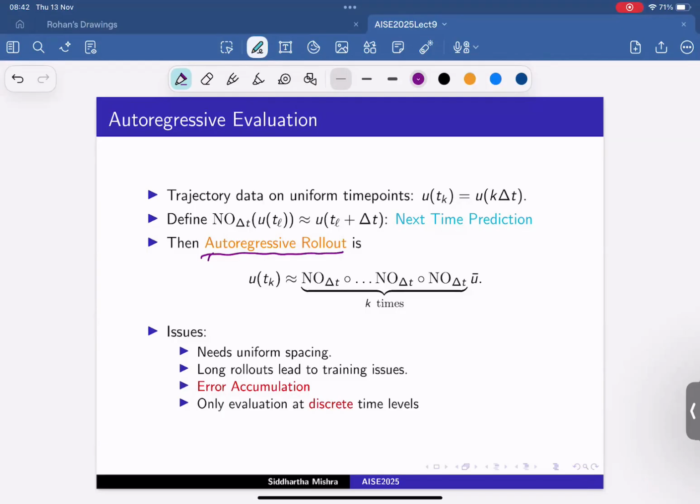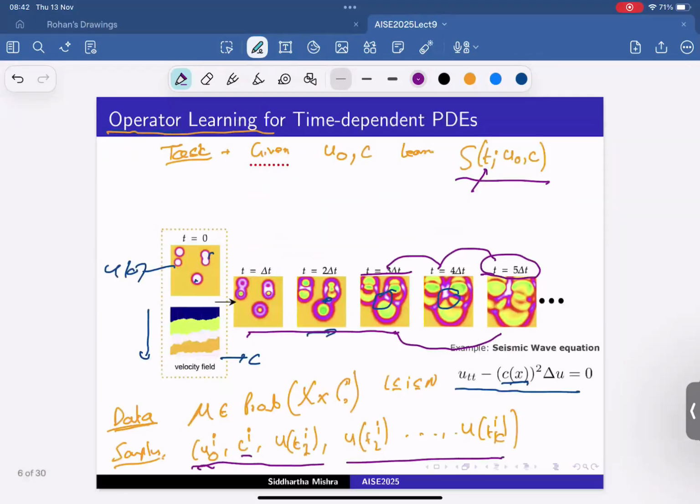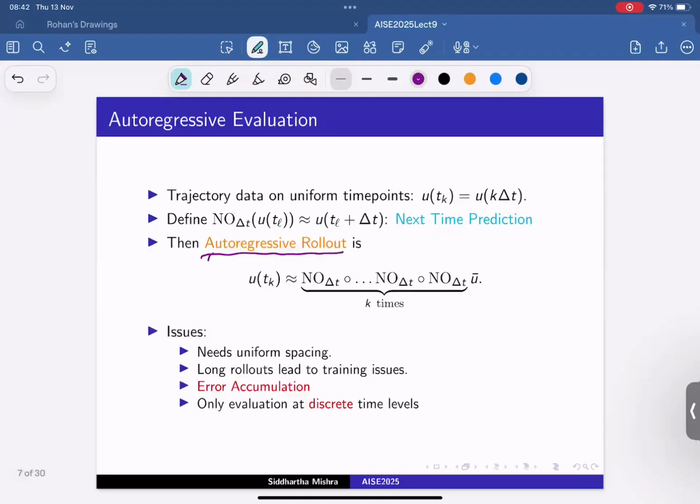So you pick a time point. So this could be this delta t. That's why on purpose I had something which is uniform. So you choose a uniform time point. You know that t_k is equal to k times delta t, where k is your running index. And then you define your neural operator just to predict the next step. Okay. So given a time step t_l, what the neural operator does is that it predicts the next step.